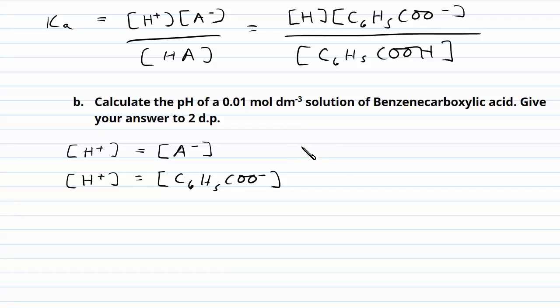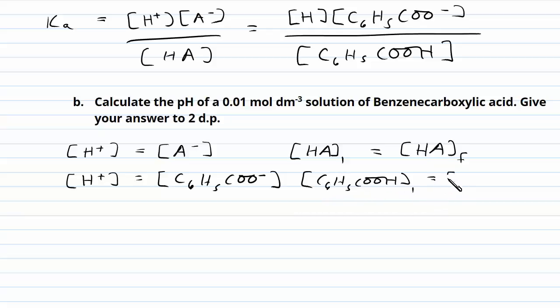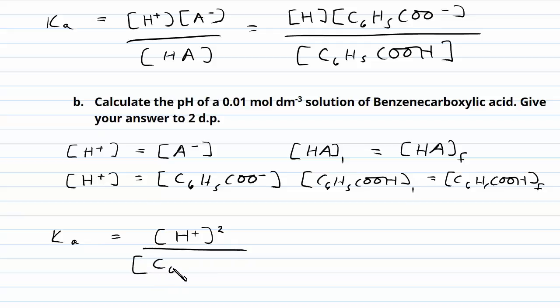The second assumption we're making is that the initial concentration of HA is equal to the final concentration of HA. So that's C6H5COOH at the beginning is equal to C6H5COOH final. So now we can slightly change around our expression that we've made up here.